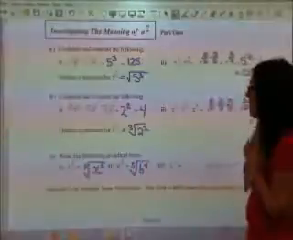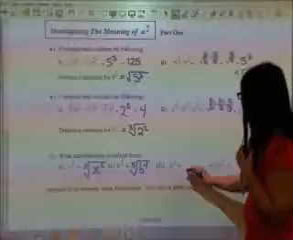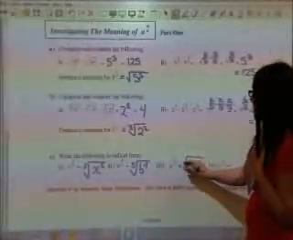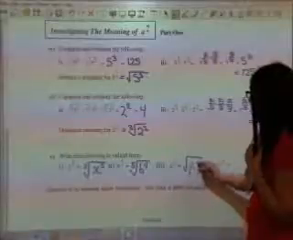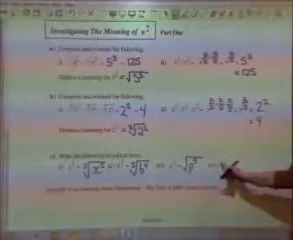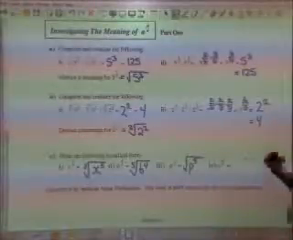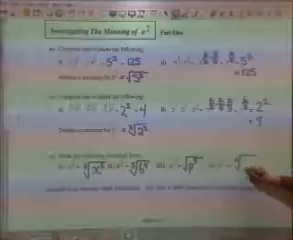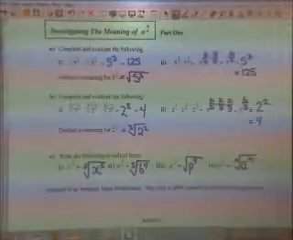P to the power of 5 halves would become the square root, I don't need to put the 2, of p to the power of 5. And finally, a to the power of m over n would become the nth root of a to the power of m.